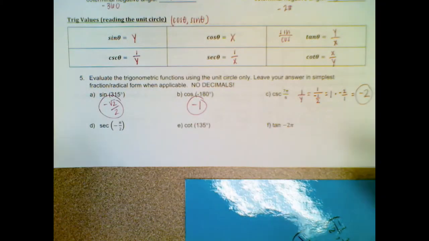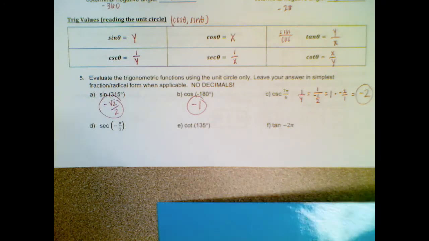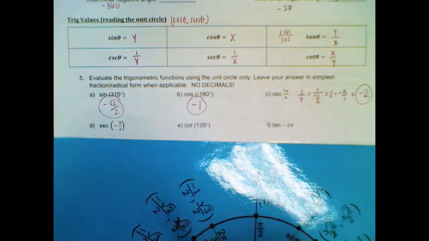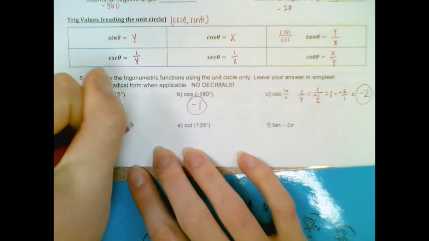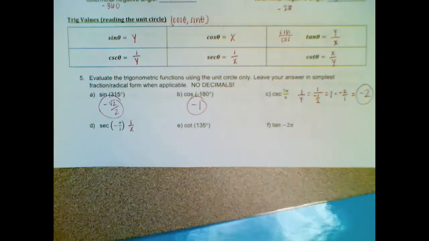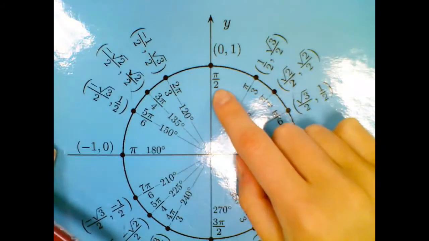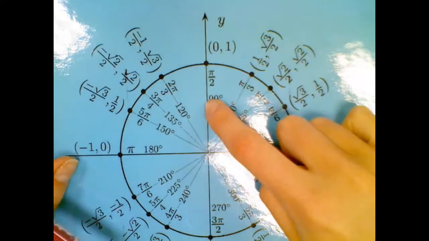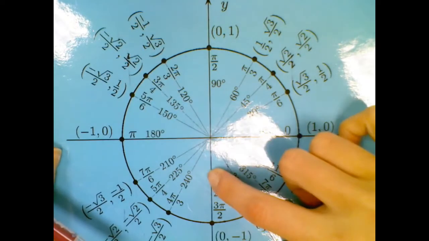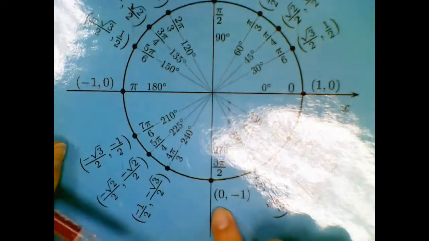Circle answer. All right, secant of negative pi over 2. So this would be secant, 1 over x. Like I said, you guys have to know these, okay? All right, so here's pi over 2. If that's positive pi over 2, negative pi over 2 would be down here, so it's right here at this coordinate point.